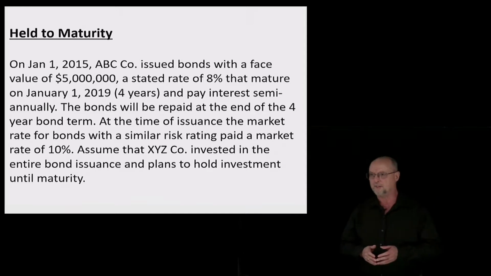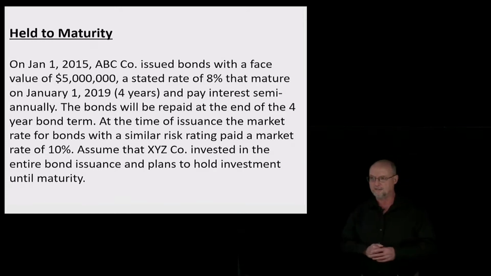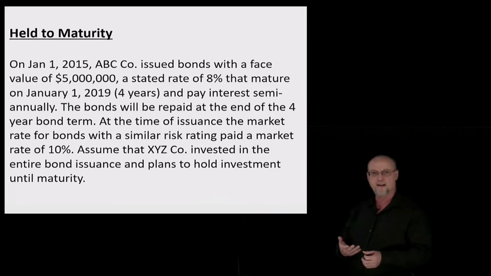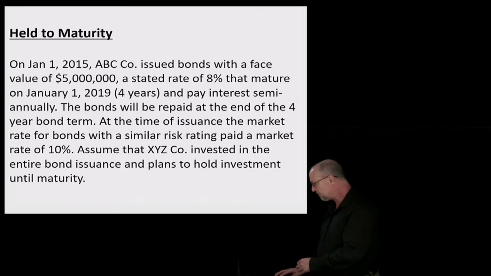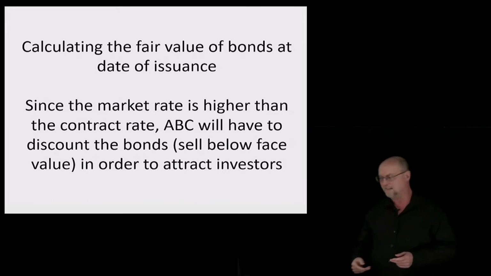Now, at the time of issuance, the market rate for bonds with a similar risk rating paid a market rate of 10%. So we're paying less than the market rate, which means we have to discount the bonds. Okay, assume that XYZ Company invested in the entire bond issuance and they plan to hold the investment until it matures. So let's see how we're going to calculate the value of these bonds on the date of issuance. As we said earlier, the bonds will have to be discounted in order to attract investors. So what the investors pay for these bonds will be less than the face value.